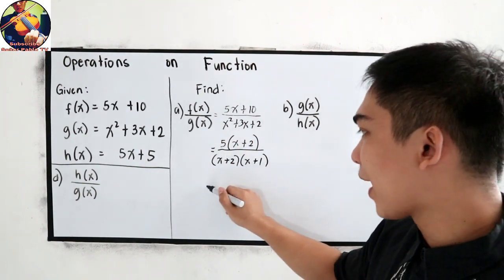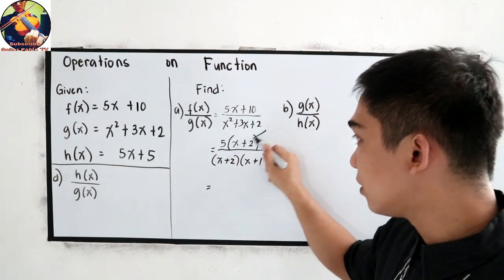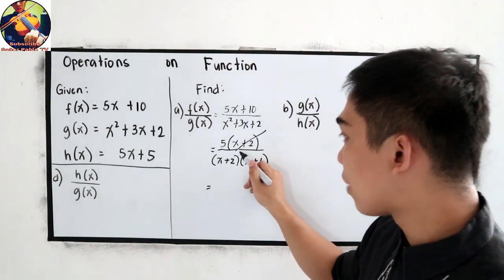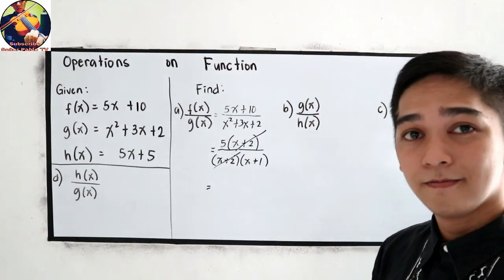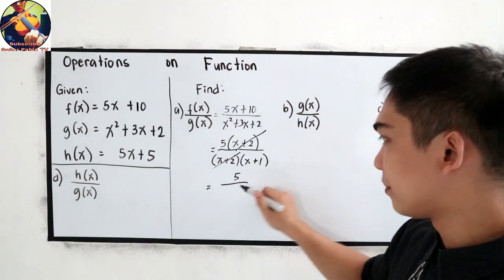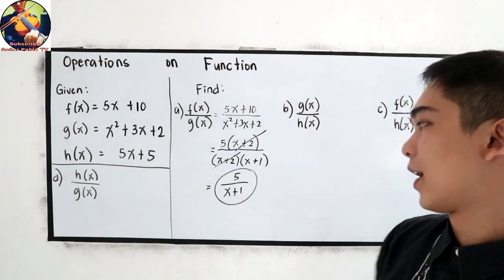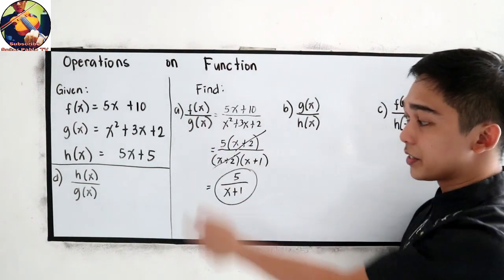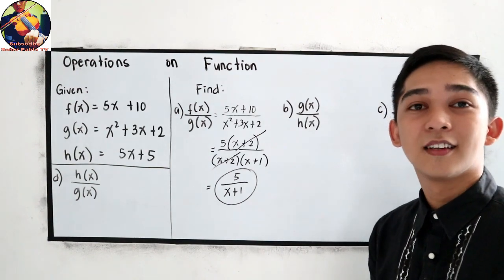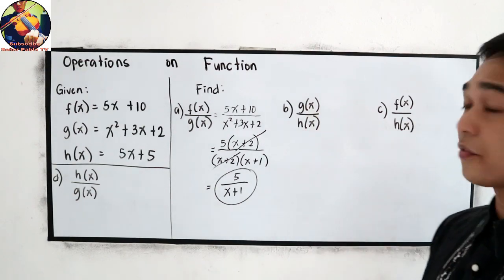Now, let us simplify. We can cancel x plus 2 in our numerator and x plus 2 in our denominator. So our final answer is 5 over x plus 1. Okay. So f of x over g of x is 5 over x plus 1.